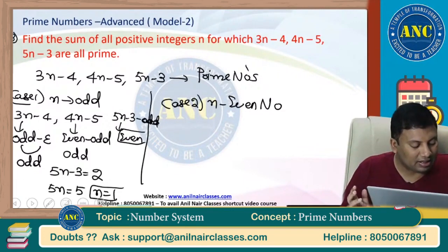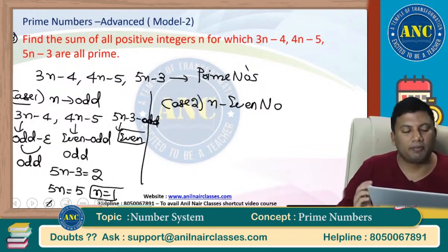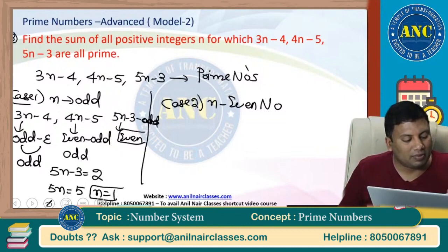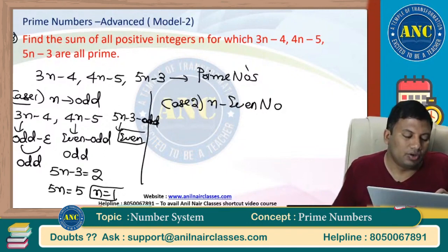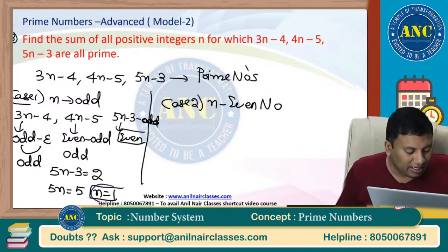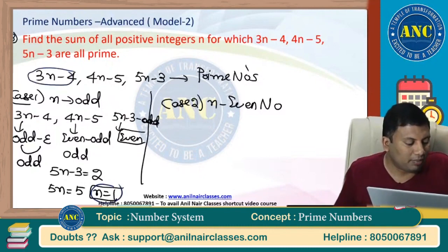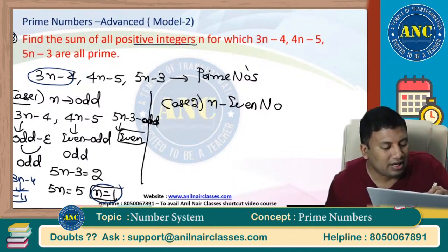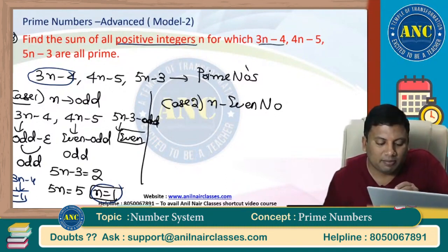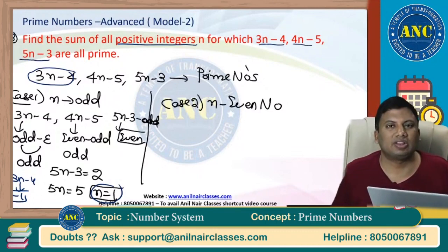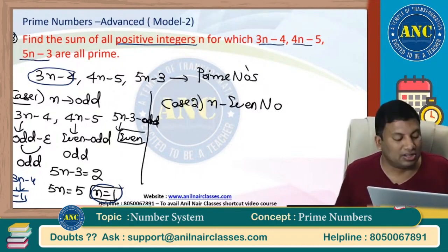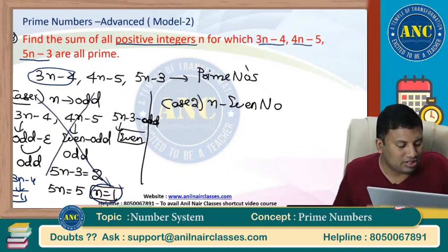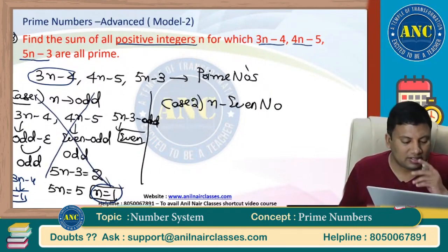So, if I take the case of n as an odd number: odd into odd, odd, odd minus even, odd. Odd into even, even, even minus odd, odd. Odd into odd, odd, odd minus odd, even. If I take n equivalent to 1, I am getting 3n minus 4: 3 ones are 3, 3 minus 4 is minus 1. It is a negative number I am getting. But it is saying that all these numbers are prime numbers. Prime numbers are the subset of natural numbers. All should be positive. This case it is not possible.